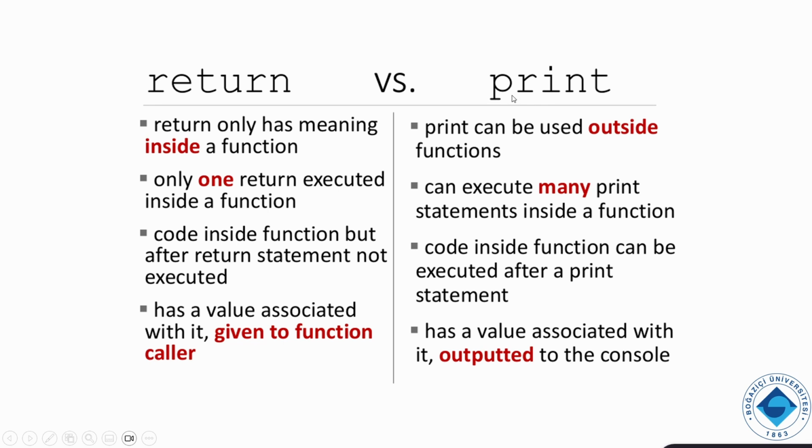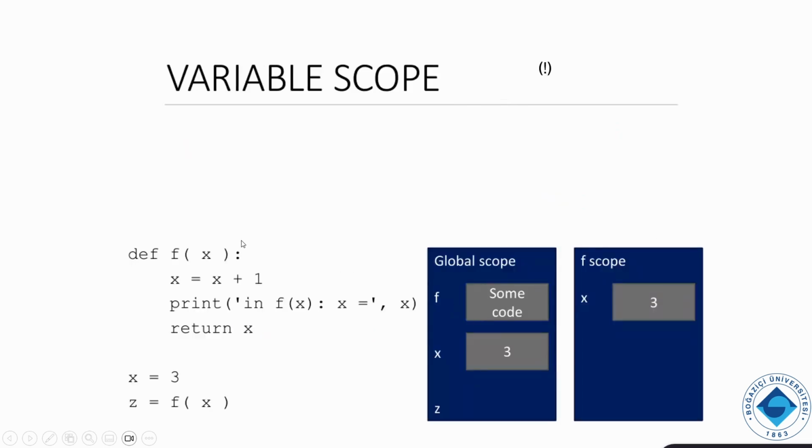Once we come to the print function, print can be used outside functions, and can execute many print statements inside a function. So you can use more than one print inside of a function, right? And code inside the function can be executed after a print statement; print has a value associated with it, output to the console. Let's continue with another concept, variable scope.